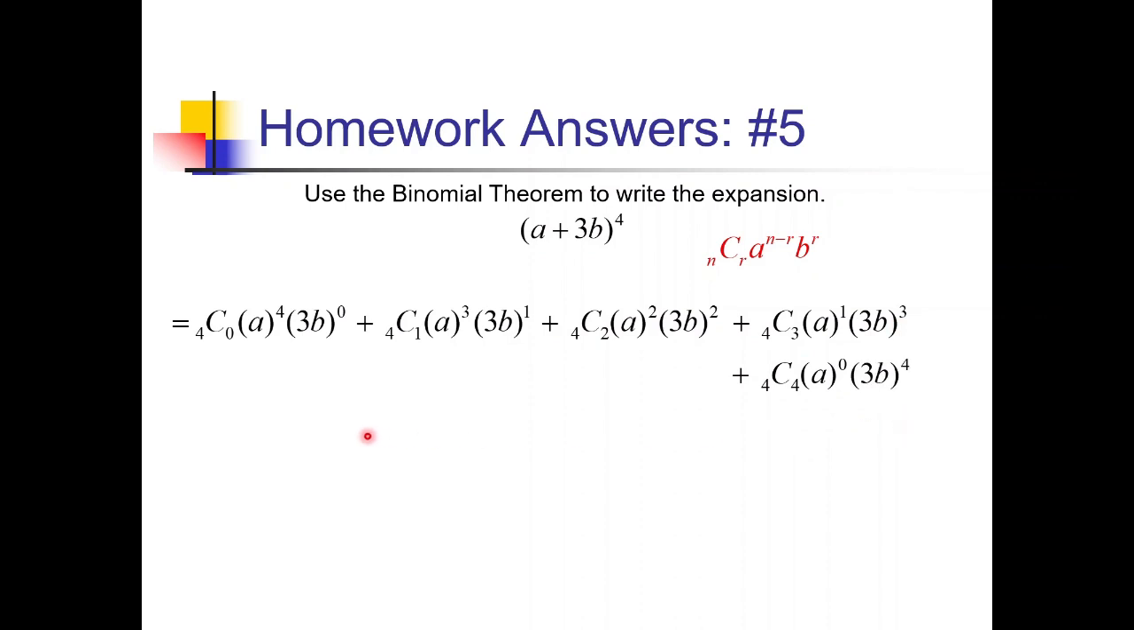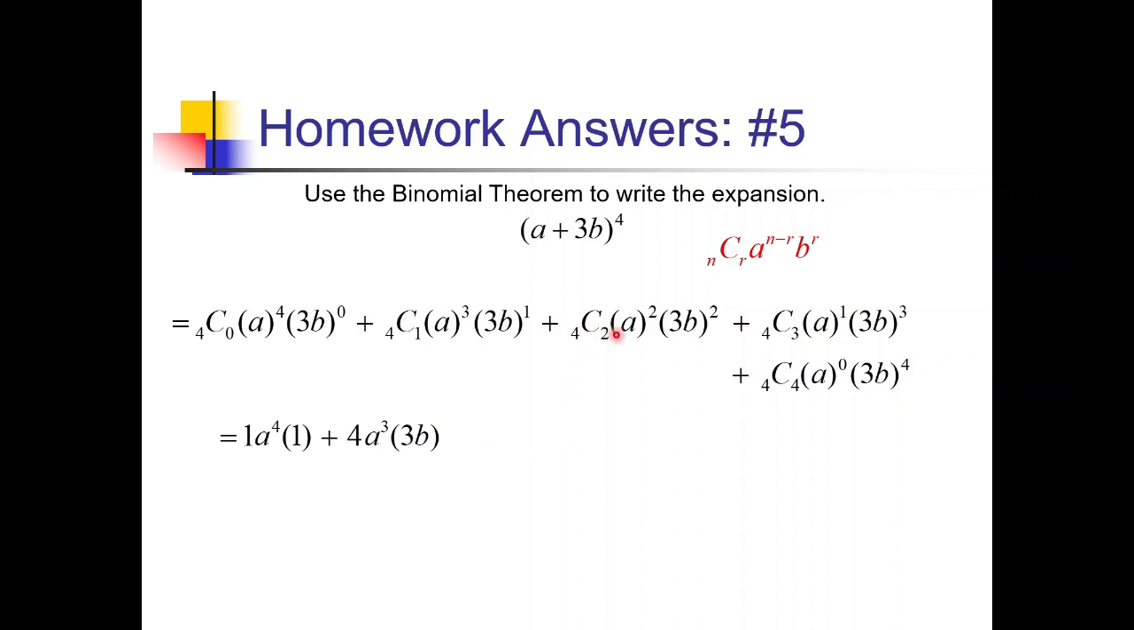All right, let's go through and we'll do 2 waves of simplifying here. So let me do first the 4 choose 0. Anything choose 0 is 1. Only one way to choose nothing. And then we've got a to the 4th. And then 3b to the 0 is just 1. For our next set here, n choose 1 is always going to be whatever the n is. So 4 choose 1 is 4. We have a to the 3rd and 3b.